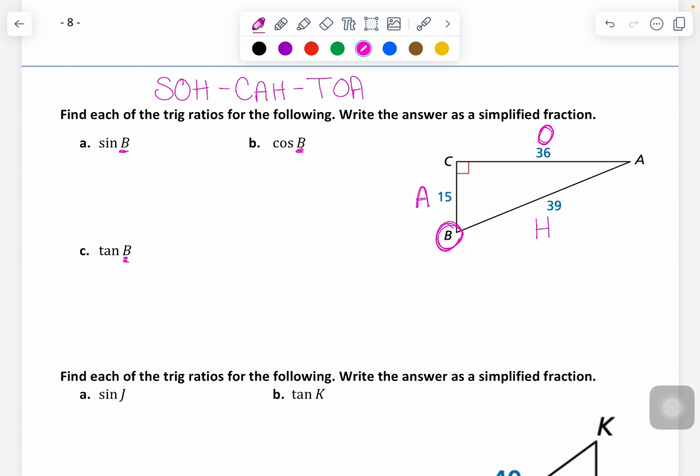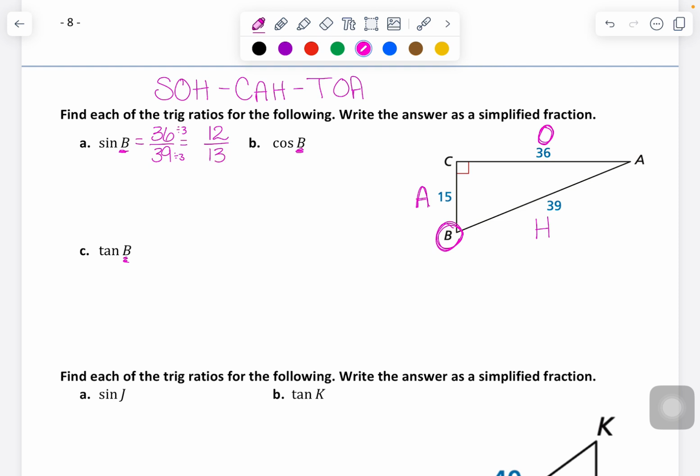Sine. Sine goes SOH in the SOHCAHTOA. So, O stands for opposite, 36, divided by H stands for hypotenuse, 39. 36 over 39. Again, on this problem, it's all dividing by 3's, so you get 12 over 13.